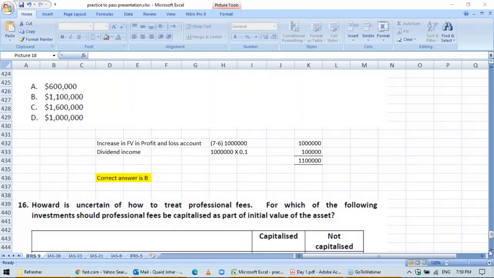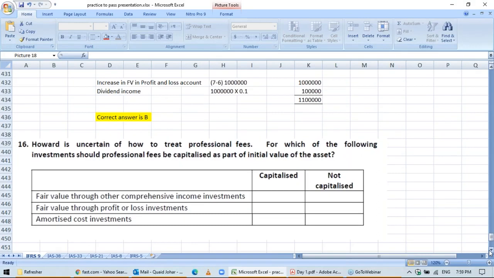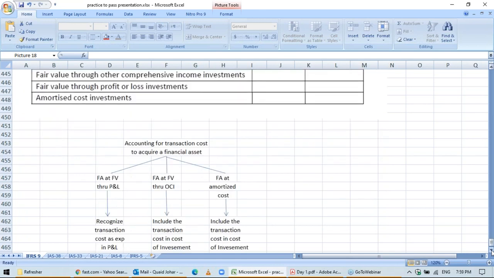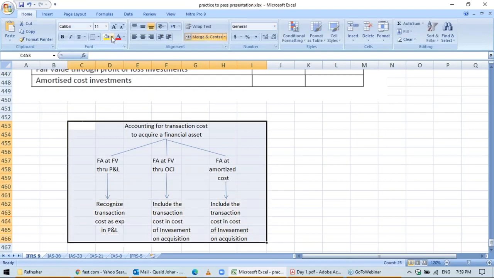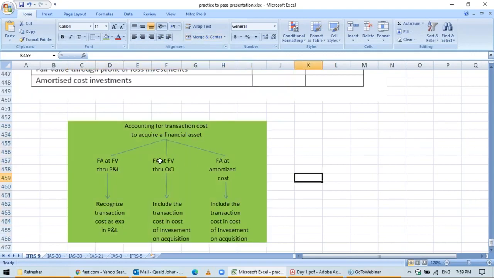Okay, let's move on to 16. Question number 16. Now this question is on transaction cost, which I wanted to discuss, and that's the rule behind the transaction cost. Please look at this chart and then give the answer. This chart is very important. See, if the investment is a financial asset at fair value through OCI, you can include the transaction cost in the cost of investment. And for a financial asset at amortized cost, in that case also, you can include the transaction cost in the cost of investment, or you can say you can capitalize it.